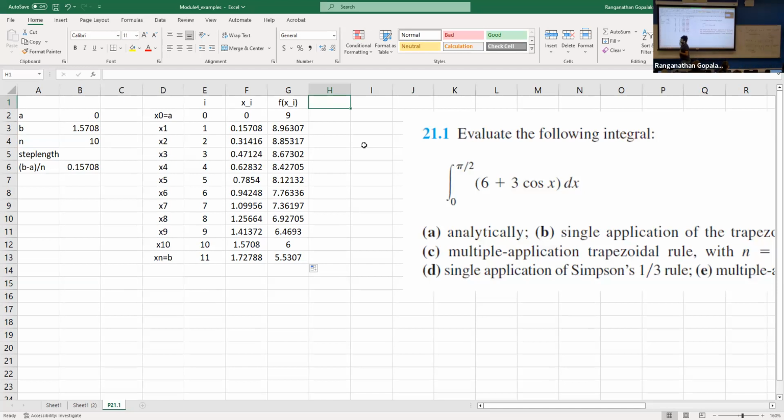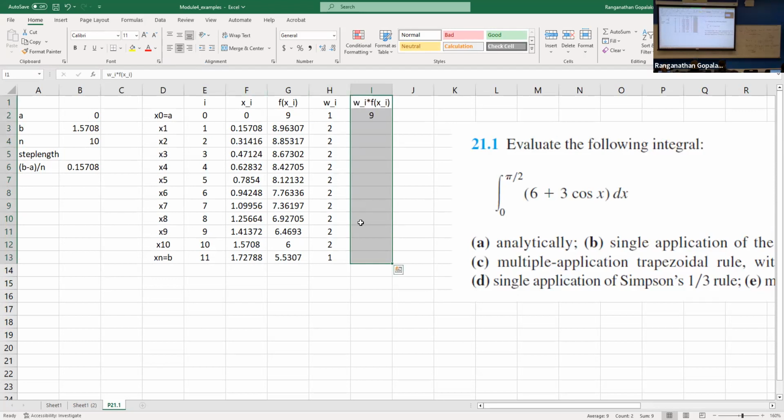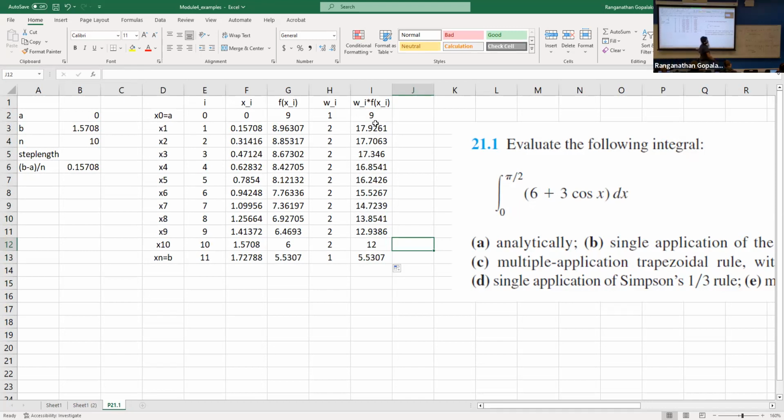I'm going to call it W of I. For the first point, the weighting factor is 1. For the second point, it's 2, and it remains 2 until the last point, and then I have 1. Now I'm going to write Wi multiplied by f of xi, which is H2 multiplied by G2, and if I drag it down, this column I is basically all the terms within the square bracket, with the first and last point having a weightage of 1 and all intermediate points having a weightage of 2.